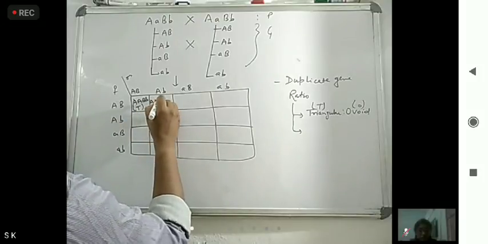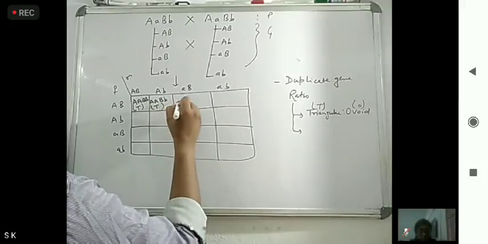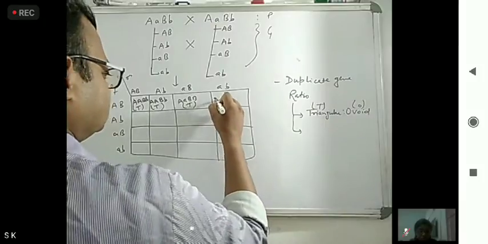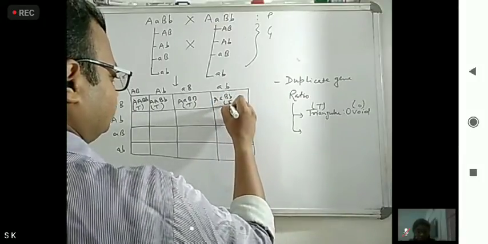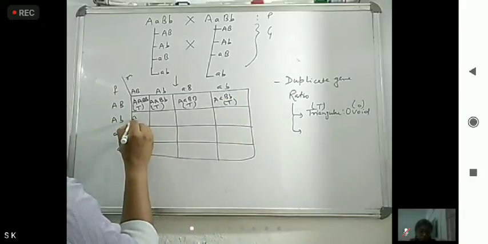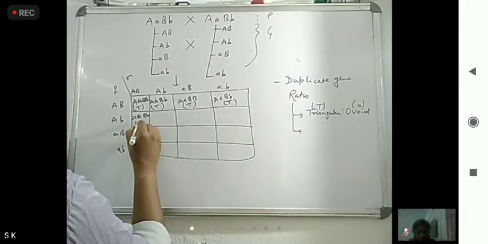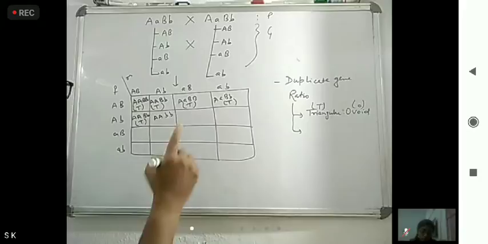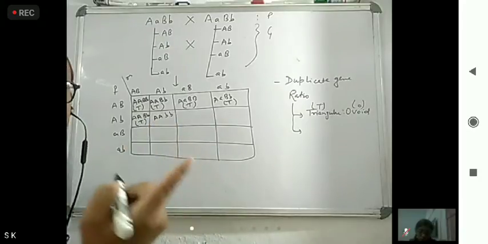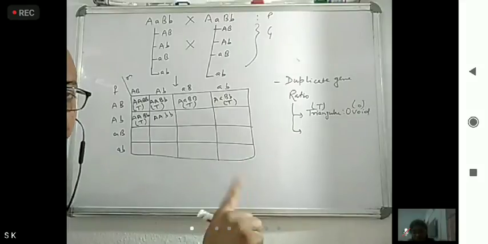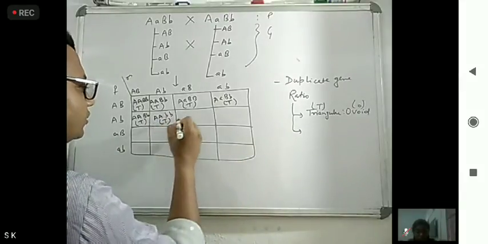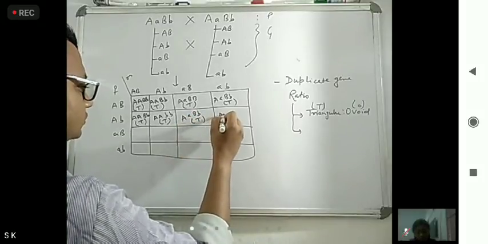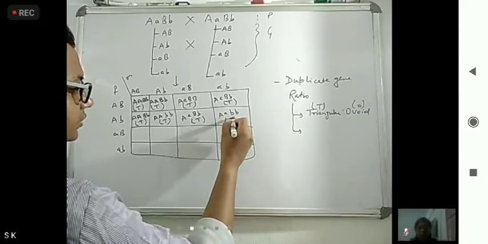Here, this also will come triangular. Capital A, small a, capital B, capital B. This also will be triangular. This also will be triangular. Triangular. See here, duplicate means both the characters either one present or both present. So nearly same phenotypes. So here also triangular. This is triangular. Same thing, triangular.